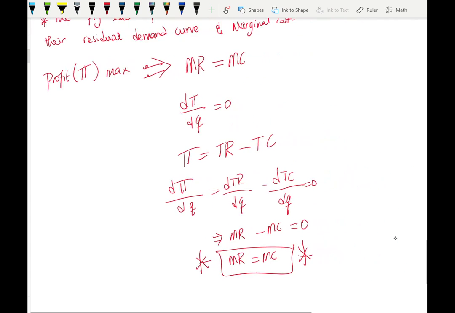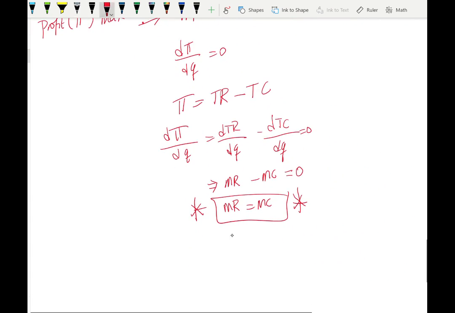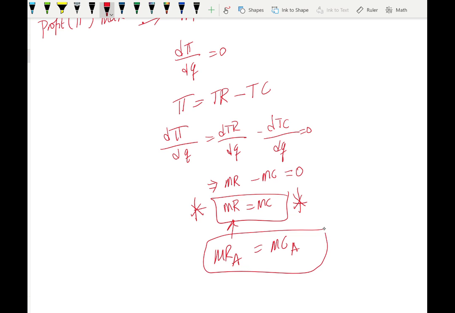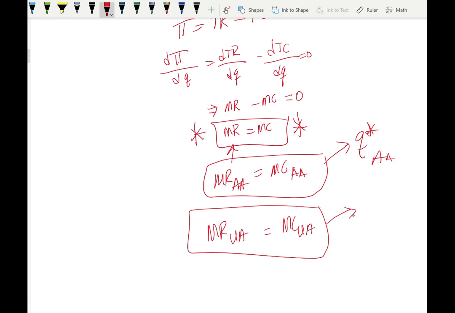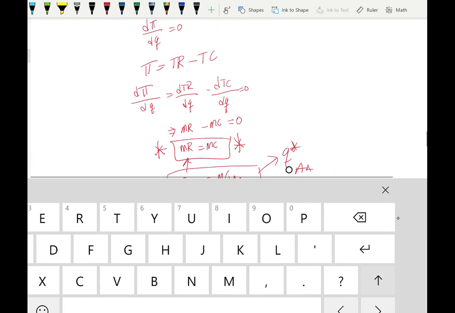So what we want to do is figure out the marginal revenue for American and set it equal to the marginal cost for American to determine the Q star for American. And we're going to do the same thing for United. We want the marginal revenue for United, set it equal to the marginal cost for United, and use that to get the profit maximizing quantity for United. All right, let's go ahead and get started.